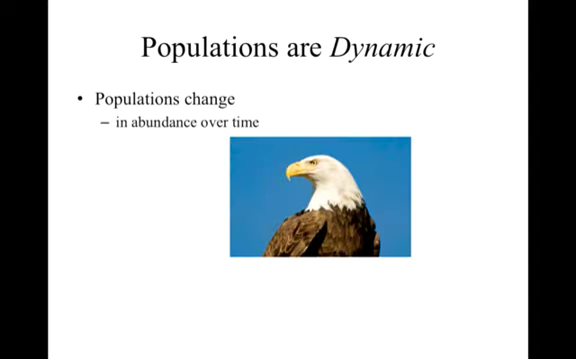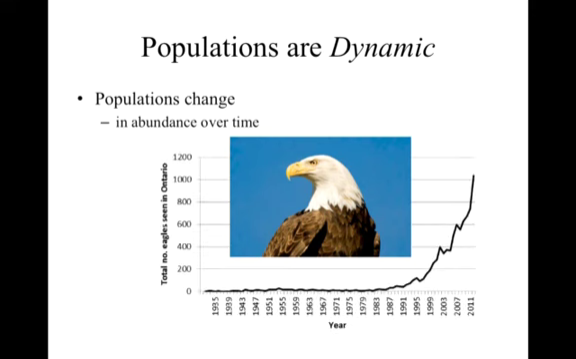So populations can change in abundance over time. We saw that with the bald eagles. I had a very low chance of seeing a bald eagle in Toronto when I lived in Toronto. But now when I go back, I've actually seen them. I've seen them around Niagara Falls, and I've seen them around Lake Ontario, right in the GTA, the Greater Toronto Area. And that's because the population of bald eagles has skyrocketed since I left Toronto.